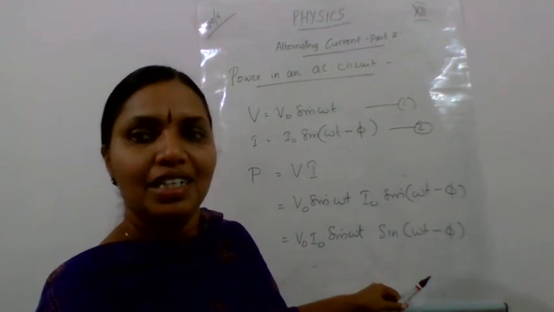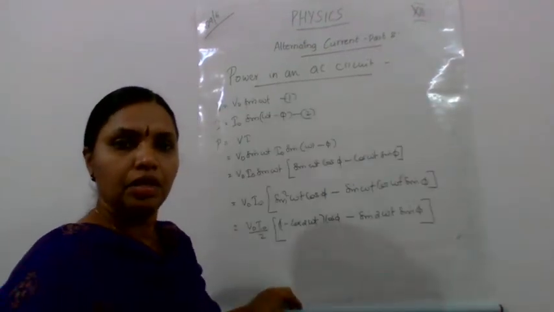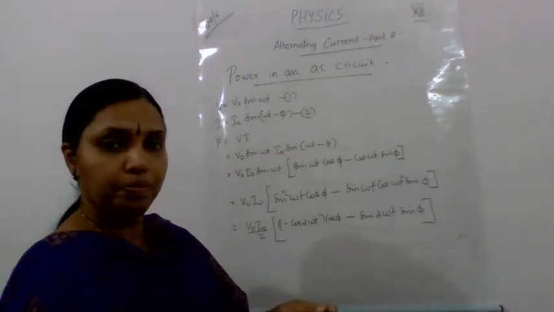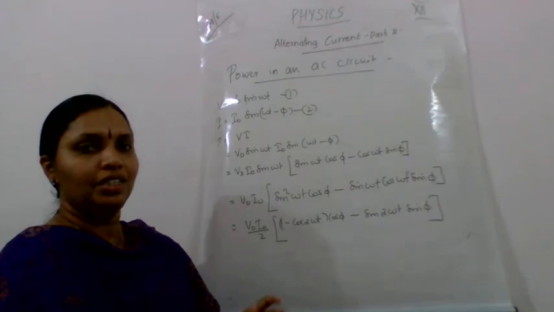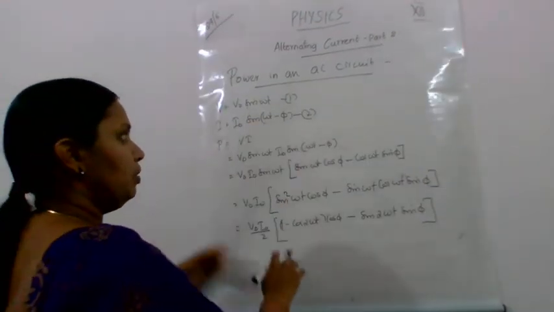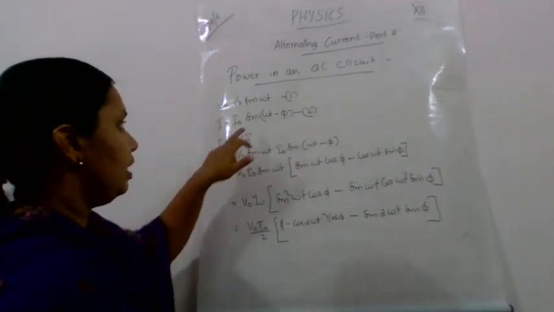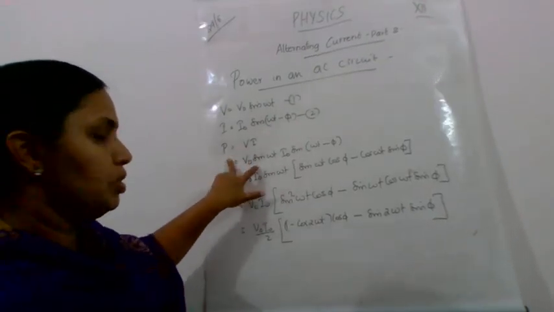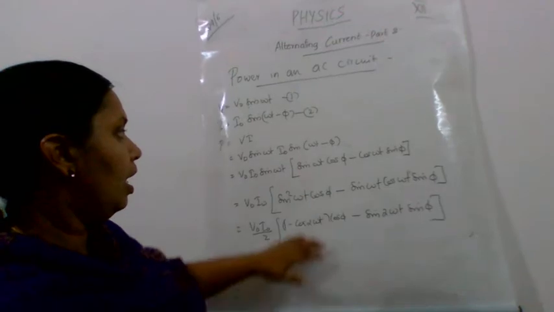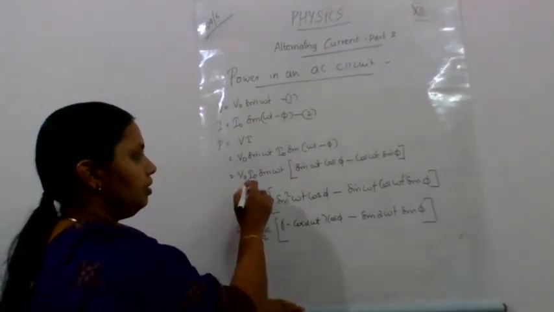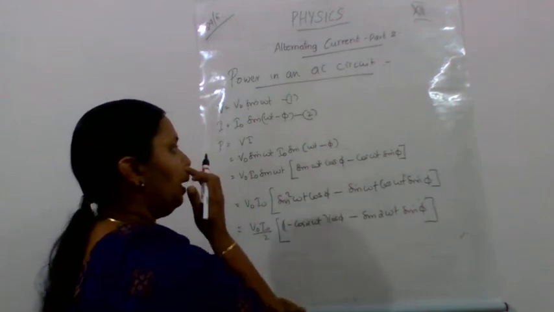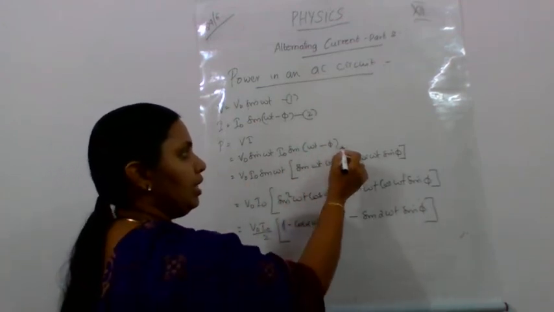Expansion and simplify. Here I will write it together because there is no space on the board. E equal to V0 sin omega t, which we already discussed. I equal to I0 sin(omega t minus phi). P is equal to VI, substituting for V and I: V0 sin omega t, and I expand this sin(omega t minus phi).